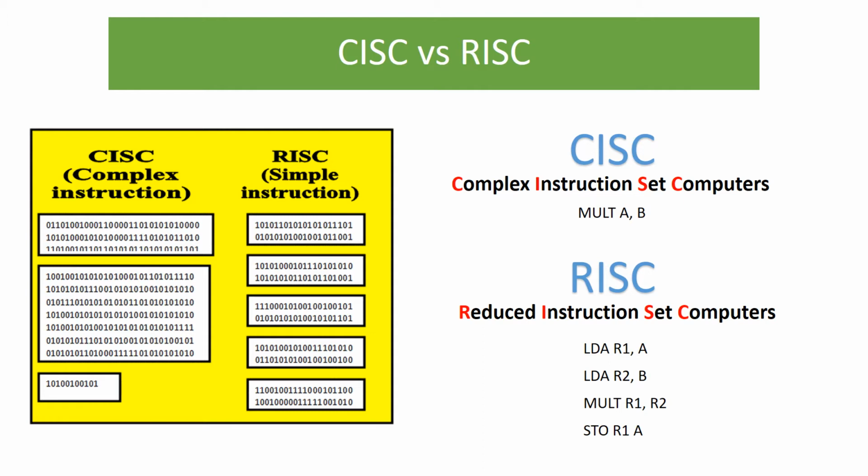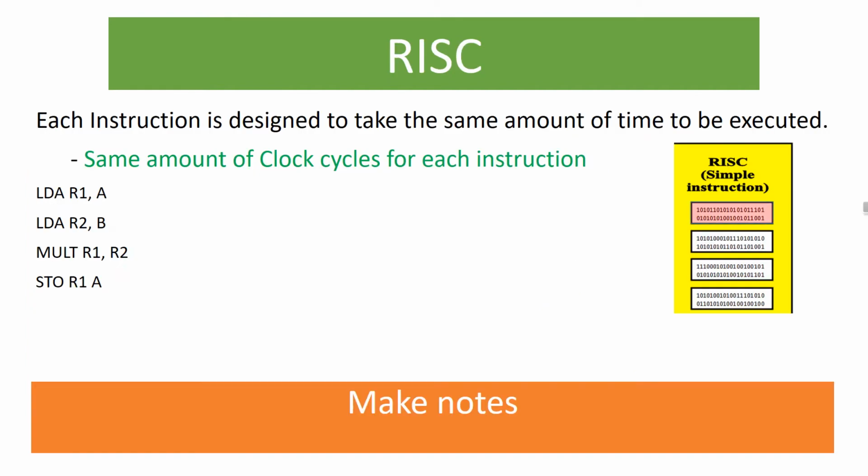The same instruction is displayed on this slide for RISC, and you can see that there are four different instructions for this. First of all, we're having to load the first number, load the second number, then we multiply them, then we store them. If you look at the diagram, you can see the difference in the sizes of instructions, and we're going to come back to these as we go through this lesson.